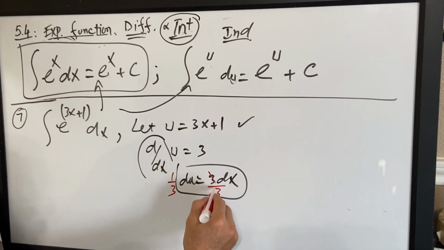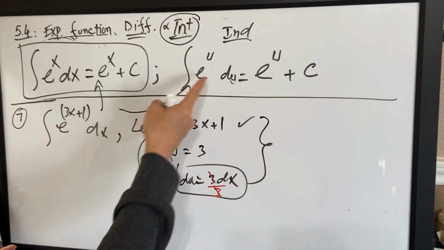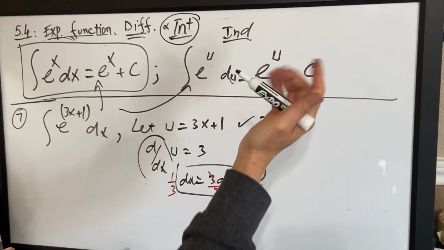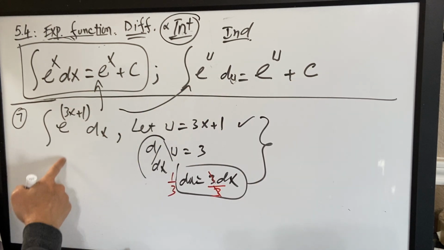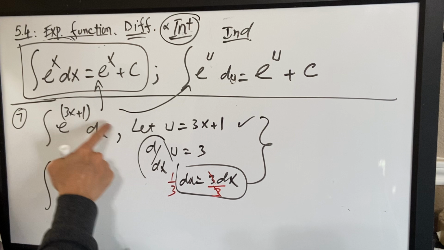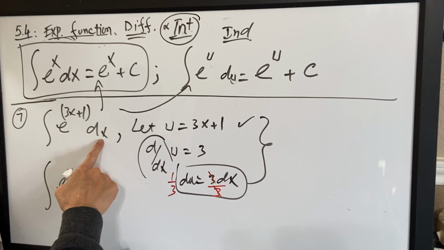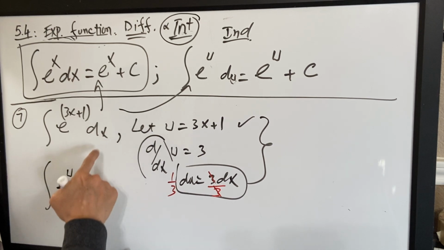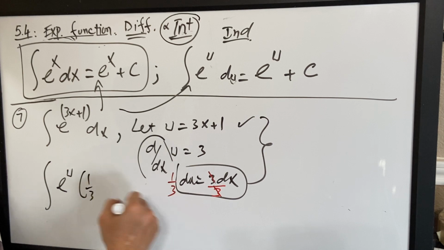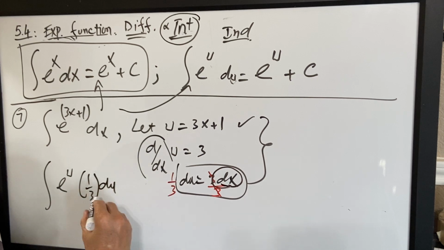There we go. Now, ladies and gentlemen, I have dx equals 1/3 of du, and the task is almost done. My purpose is to bring this into my formula and then execute it. So this integral now turns into e to the 3x plus 1, but since I let u equal that, it becomes e to the u. What is my dx? My dx is 1/3 du. Plug it in.